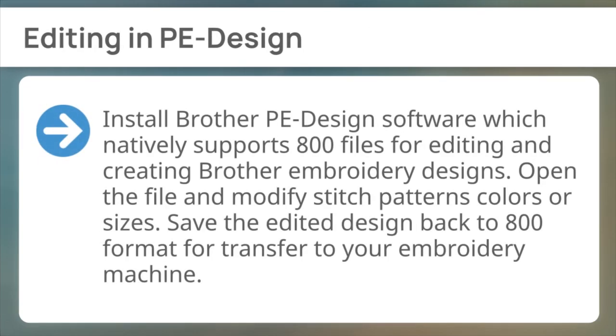Install Brother PE Design software, which natively supports 800 files for editing and creating Brother embroidery designs. Open the file and modify stitch patterns, colors, or sizes. Save the edited design back to 800 format for transfer to your embroidery machine.